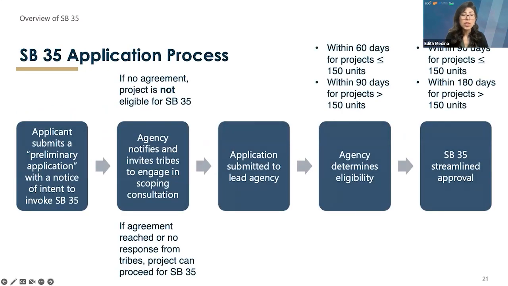On this slide, I'm going to go over the SB 35 application process. There are 5 major steps. The first is that the applicant submits a preliminary application with a notice of intent to invoke SB 35. Once the agency receives it, they notify and invite the Native American tribes to engage in scoping consultation. If an agreement is reached or there are no responses, then the project can proceed to SB 35 review. If no agreement is reached on the project, then the project is not eligible for SB 35 streamlining.